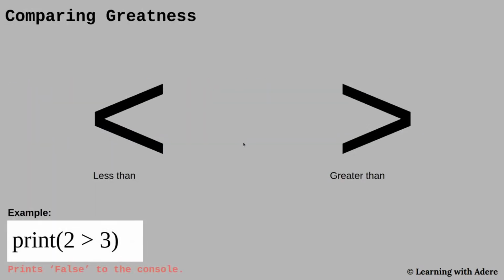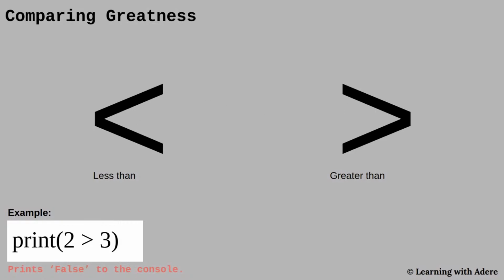Okay, so comparing greatness. When I use the word greatness, just like in math class, I'm referring to the amount of something. So greater doesn't mean just being better in this scenario. We're probably familiar with these symbols from math class, the greater than and less than symbols. They're angle brackets on our keyboard.